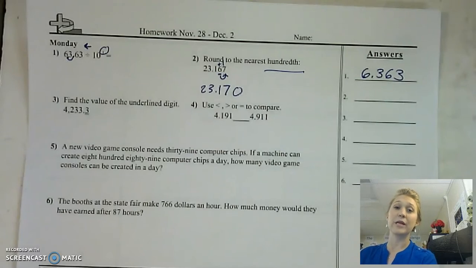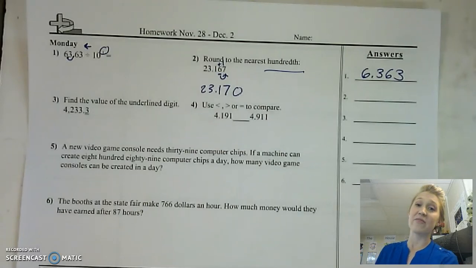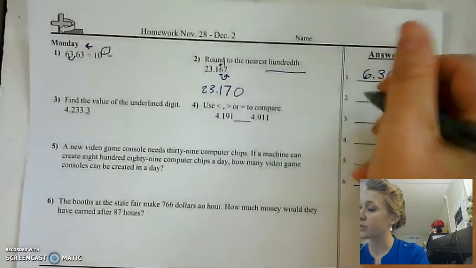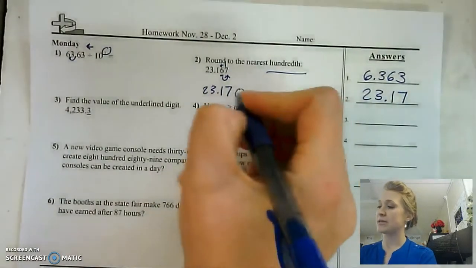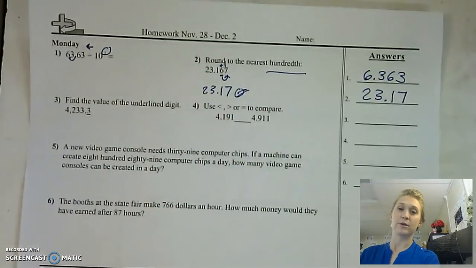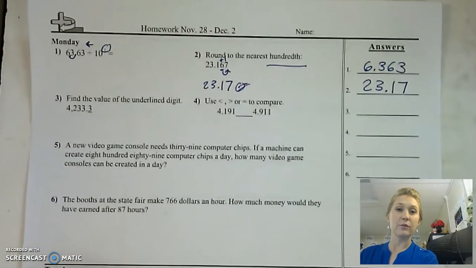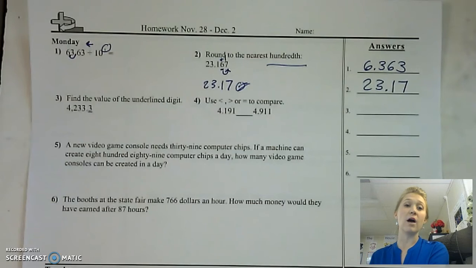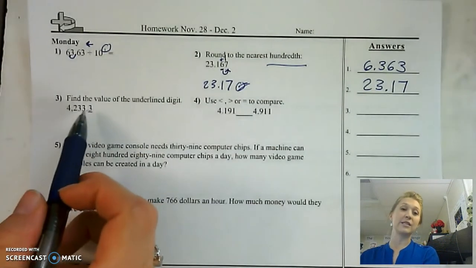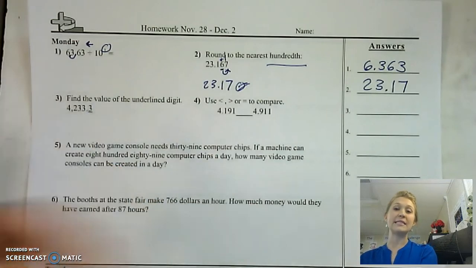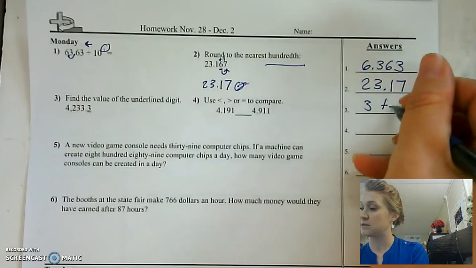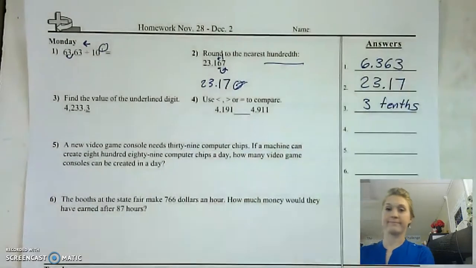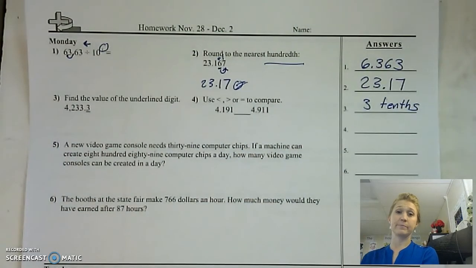And so when we round 23 and 167 thousandths to the nearest hundredths, we get 23 and 17 hundredths because that 0 doesn't matter. Looking at number 3, find the value of the underlined digit. Well, we can see that the underlined digit is this 3 and it's in the tenths place. So it's worth 3 tenths. That was pretty easy, wasn't it? Let's look at number 4.